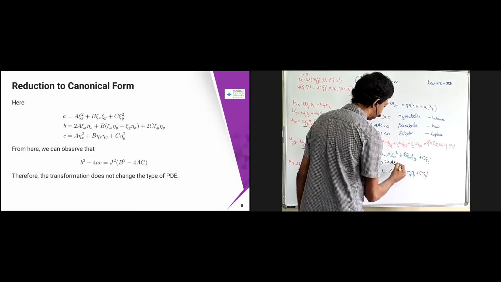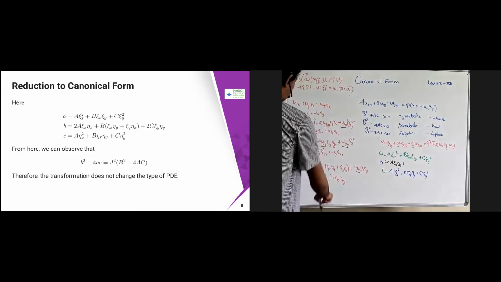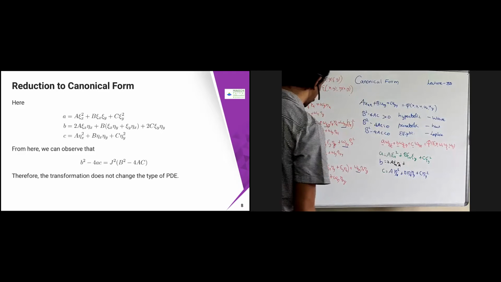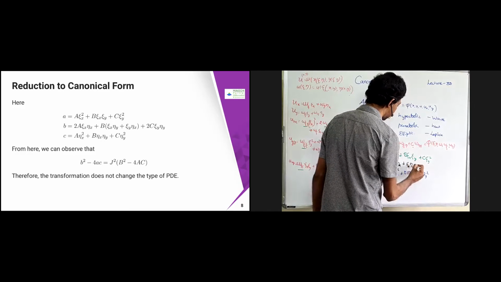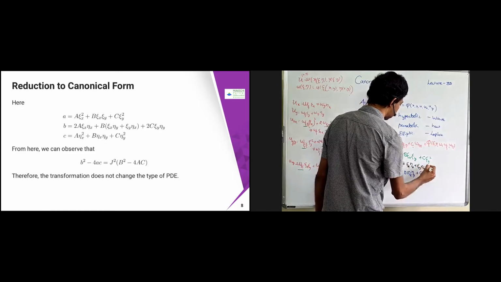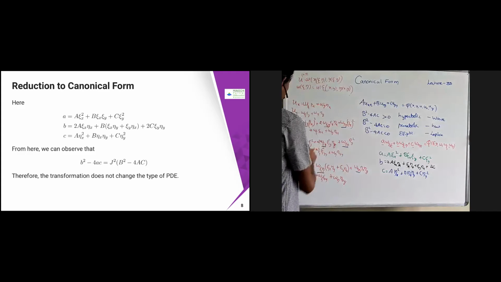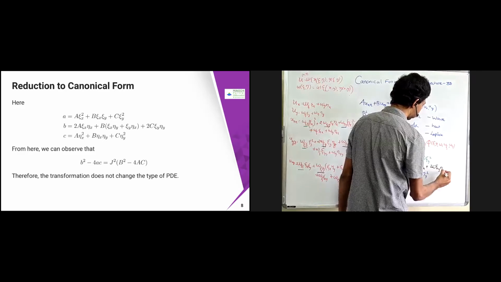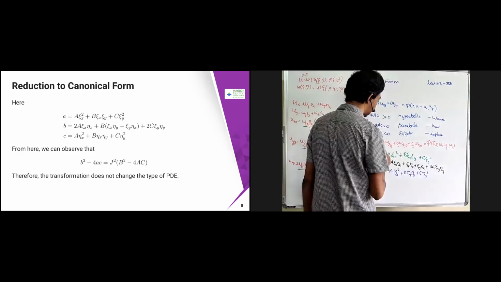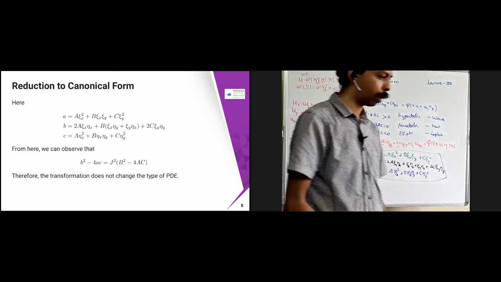Chi x eta x plus... So this term is going to be b. So that is going to become chi x eta y plus eta y into chi x plus 2 times c into chi y eta y. So this is going to be my a, b, c. This is going to be b, c.